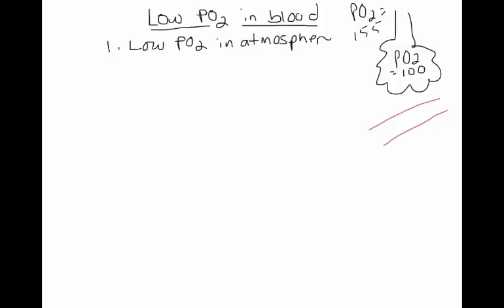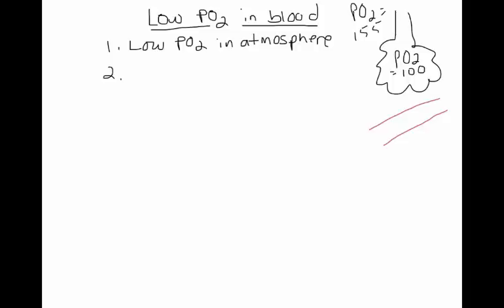So that could maybe happen at high altitude, for example, or if you're trapped in an enclosed space, which we're not going to think about. So that could be one obvious reason. If you have low oxygen in the atmosphere, then let's say you start climbing to altitude and it's only 100 millimeters of mercury in the atmosphere, then you might only have 60 millimeters of mercury of oxygen in your alveolar space. So not very much is going to be able to diffuse into your blood.